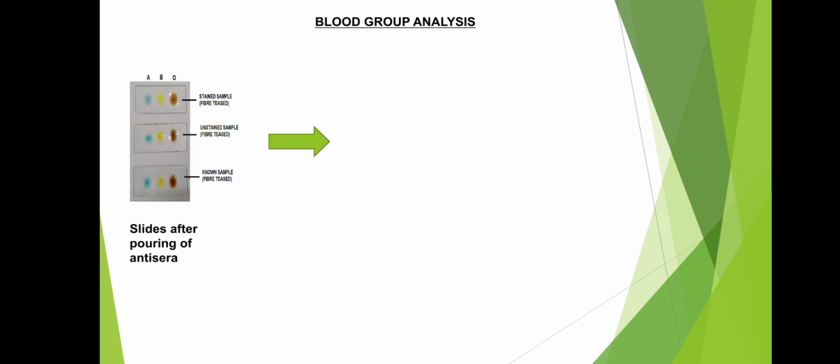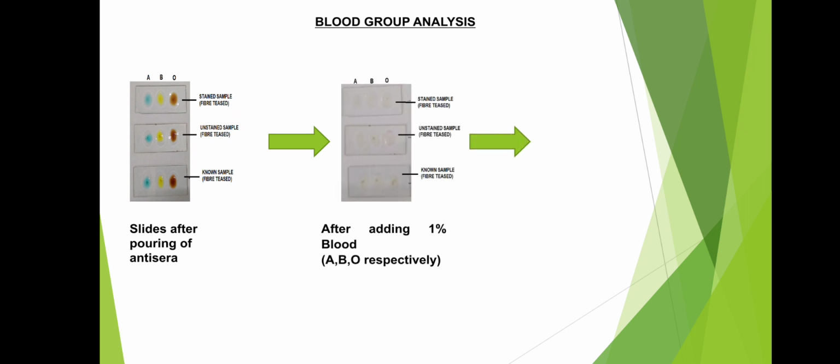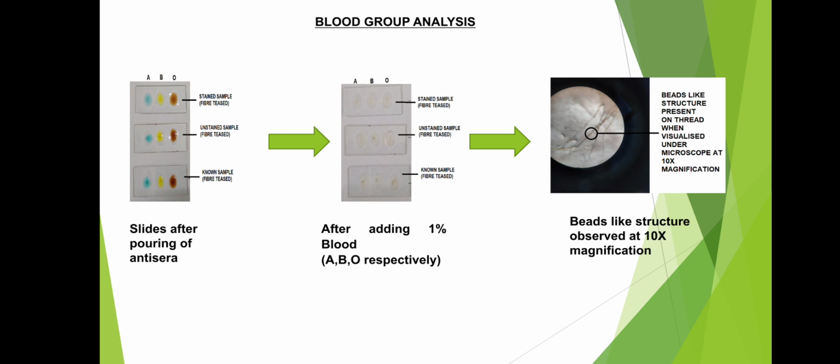Now blood group analysis. Slides after pouring of antisera. After adding 1% blood, ABO respectively, after 24 hours, bead-like structures are observed at 10x magnification.